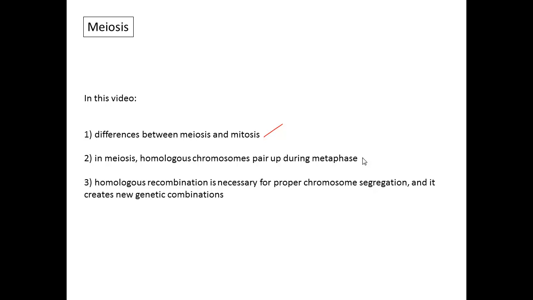We'll emphasize the key physical difference in these two ways of cell division, which is that in meiosis, homologous chromosomes pair up during metaphase 1, whereas in mitosis, homologous chromosomes are treated independently. Then we'll also show how homologous recombination is necessary for proper chromosome segregation and how it creates new genetic diversity.